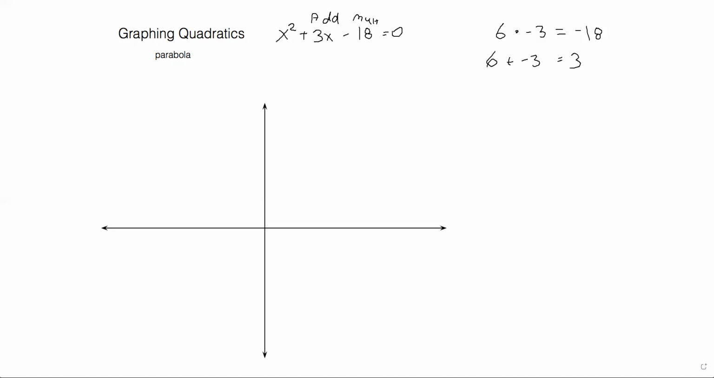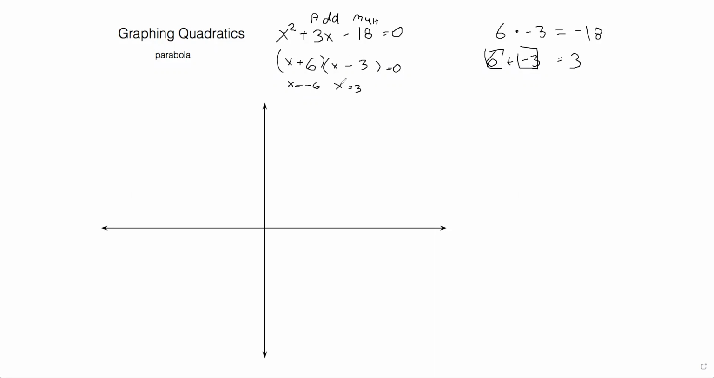So I think we're about ready to put this in factored form. We're going to do x plus a number times x plus another number and still keep it equal to 0. Our lucky numbers are going to be 6 and negative 3. So we have x plus 6, and then we have x plus negative 3, which is a fancy way of saying x minus 3. And the solutions are going to be x is negative 6, because if x is negative 6, the whole thing becomes 0. The other solution is going to be x is positive 3.